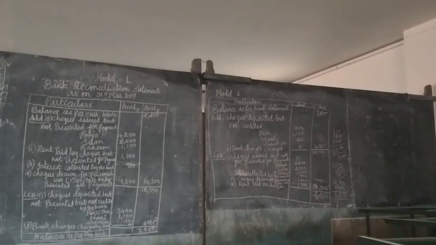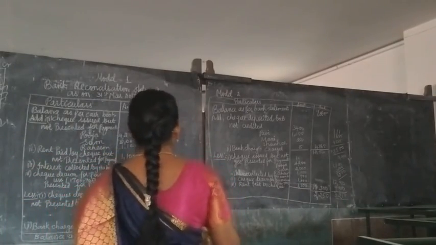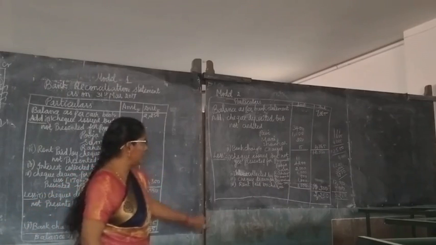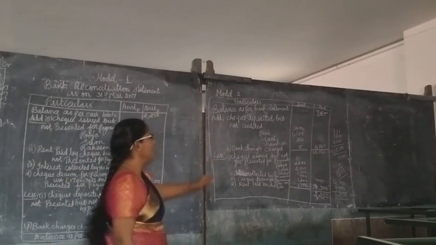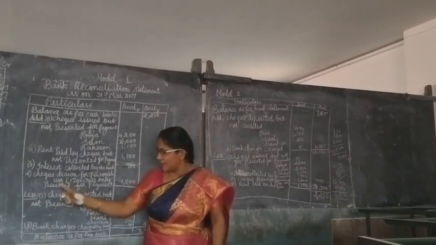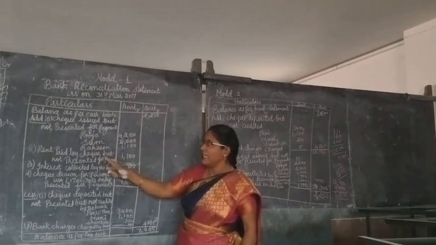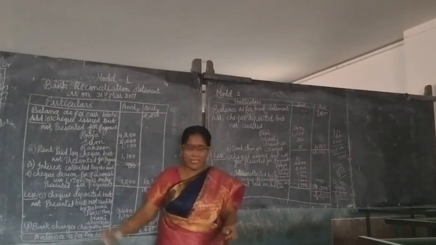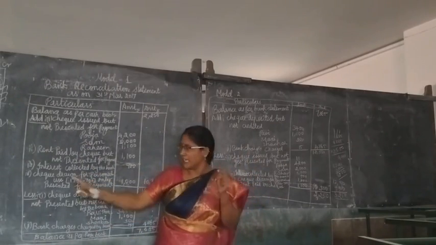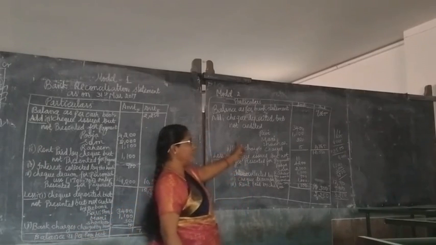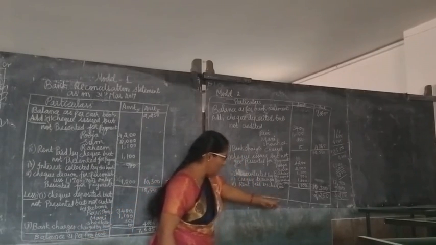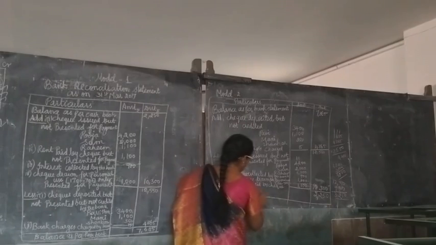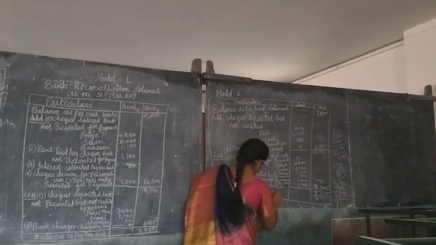Next is exercise number 2. In the second model you can see I have taken the balance as per passbook as the opening balance. What are all the things I have added here? I have reduced here. What are all the things I have reduced here? I have added. The opposite effect I have given, and I have derived the balance as per cash book.